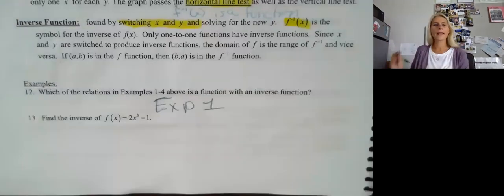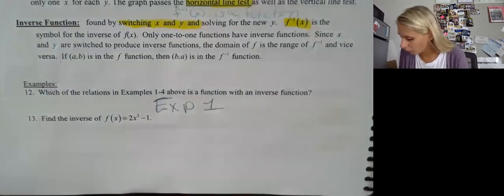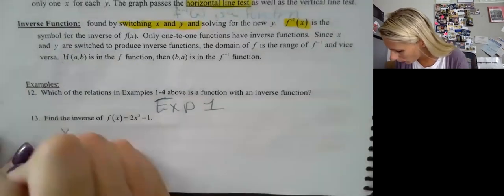Okay. And then in 13, we're going to solve for the inverse. So remember, the first step is to switch our x and y.